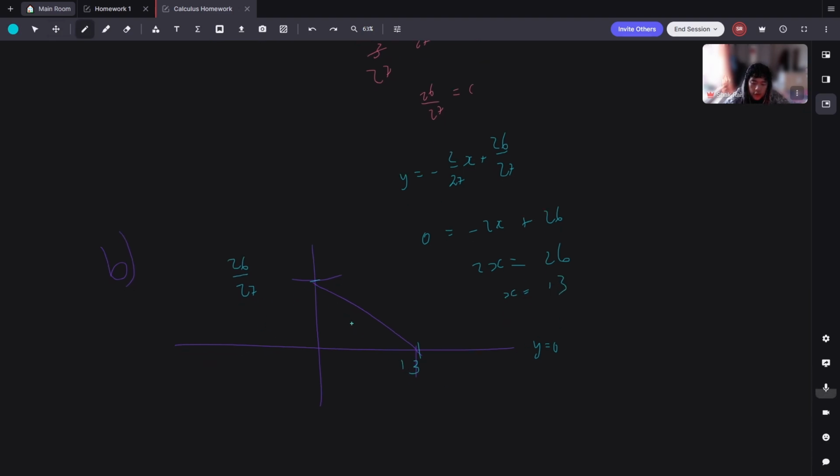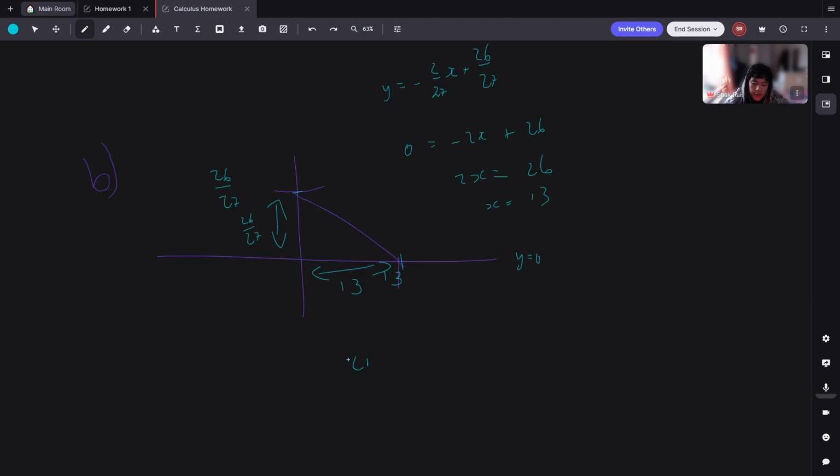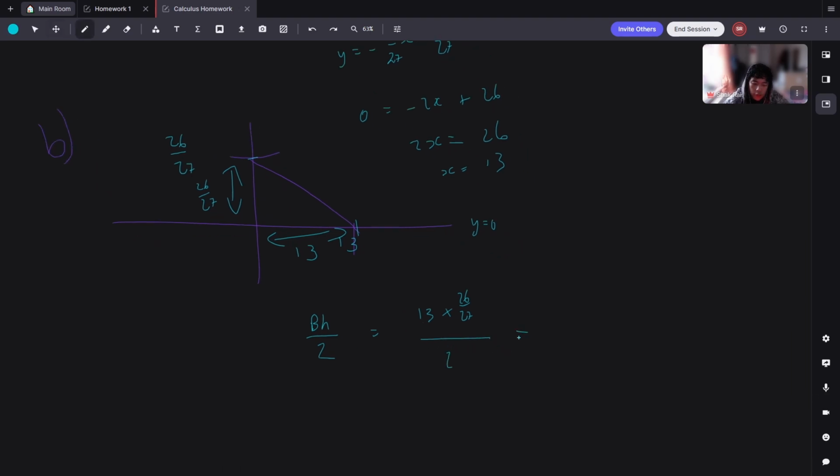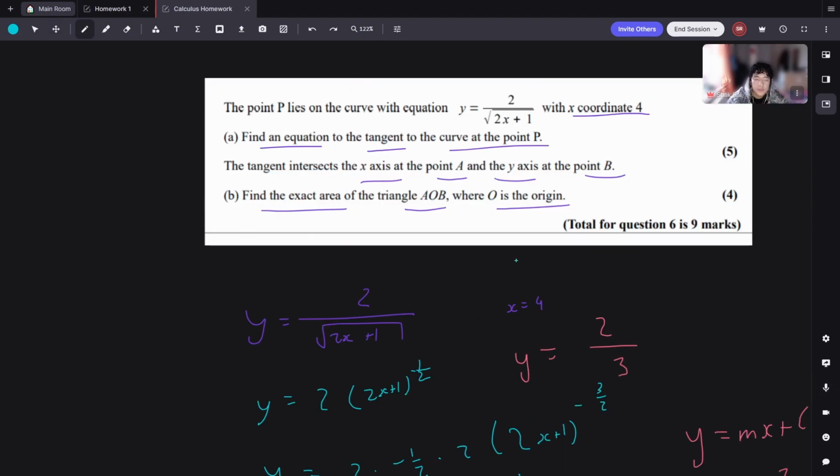And this is 26 over 27. So this length is going to be 13, and this length is going to be 26 over 27. So then I have base times height over 2, which equals 13 times 26 over 27 over 2, which equals 169 over 27. And it says the exact area, so I'm going to leave it in fraction form.